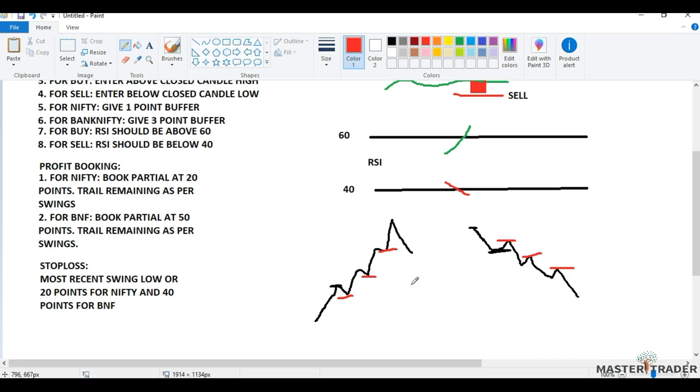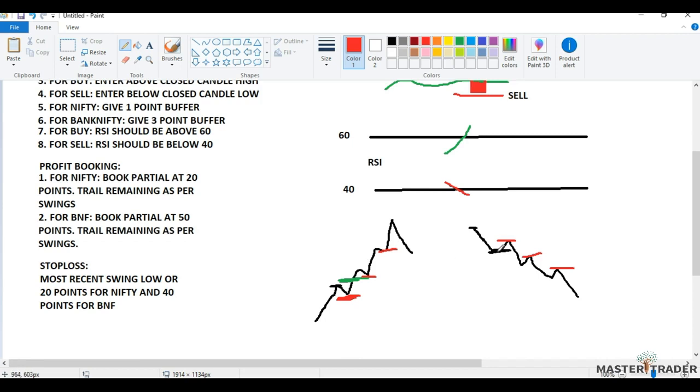All right, now stop loss will simply be the most recent swing low. So now let's say that I have purchased here. In this example, I have bought Nifty here. So what will be my stop loss? Most recent swing low, right here. This is for a buy setup.